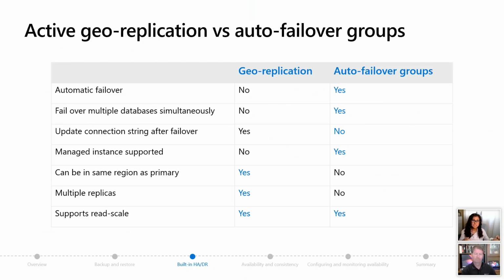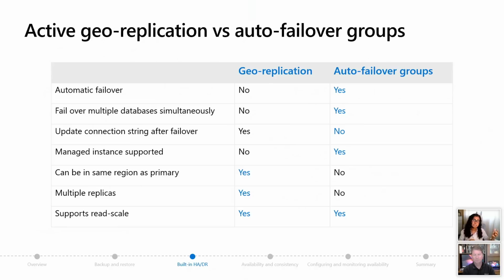Another call out is that with geo replication, sometimes customers want to have multiple replicated servers or databases across the globe. You can do that with geo replication, but with auto failover groups, you really just get one auto failover group. And of course, both of these options support read scale. That's a big part of the purpose.